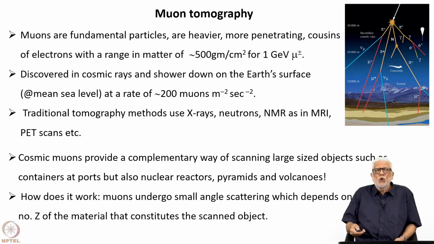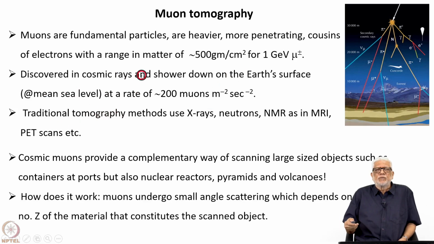There is also this area of muon tomography. Muons, as we know, are much heavier cousins of the electron. They interact electromagnetically and through the weak interactions, and typically they have a range in matter at 1 GeV of about 500 grams per square centimeter, and cosmic rays come at all energies from hundreds of MeV to TeV and even higher.